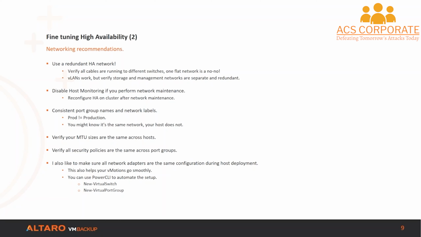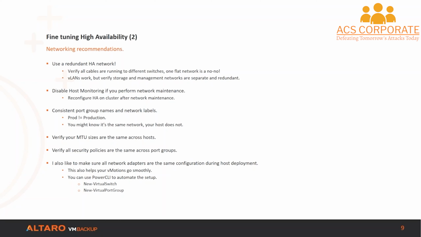Okay, so the issue that you'll run into with VLANs is if you're using a VLAN for your management network and a VLAN for your storage network and you're running them all on the same switches. You want to generally isolate your storage traffic from your management traffic. All right, and then disable host monitoring. So if you're performing network maintenance, you want to reconfigure HA on the cluster after you're done with the network maintenance.